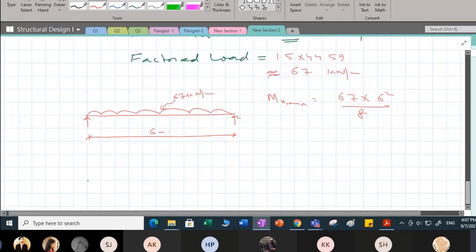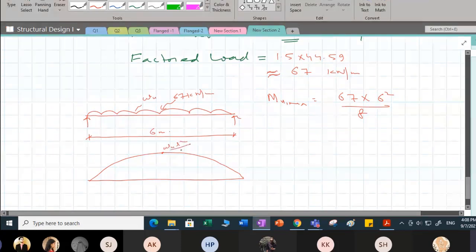Because I hope you remember, if I see the bending moment diagram for this loading, it looks like this. So this is the bending moment diagram. Here whatever moment you are going to get, this is the maximum, which is occurring at the mid span. So if this load is WU, the moment will be WU into L square by 8. For this maximum moment, you would like to design your reinforcement.